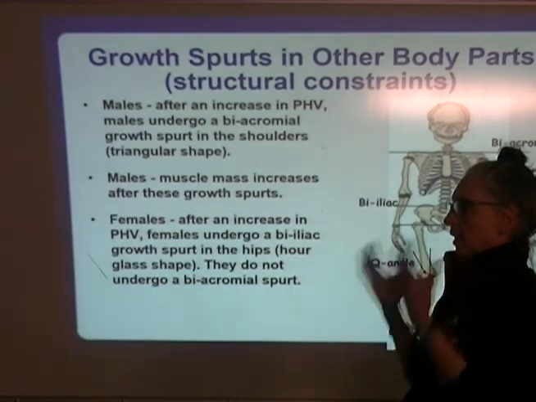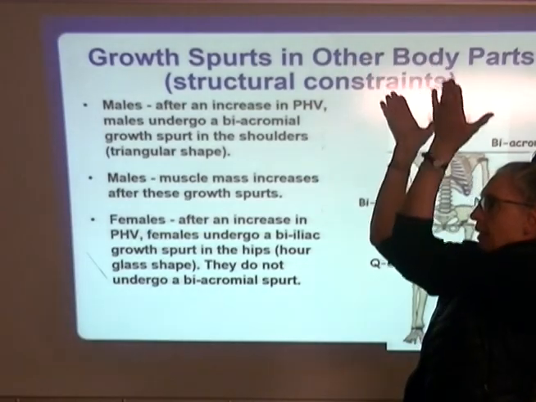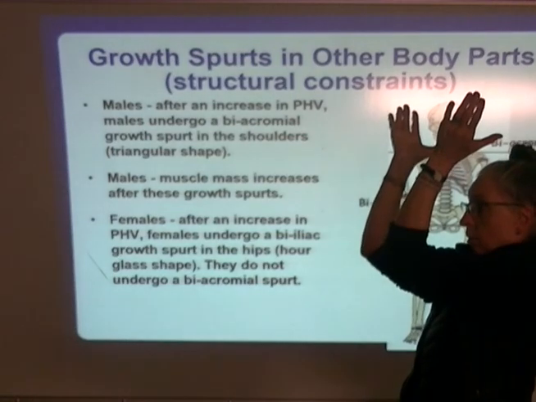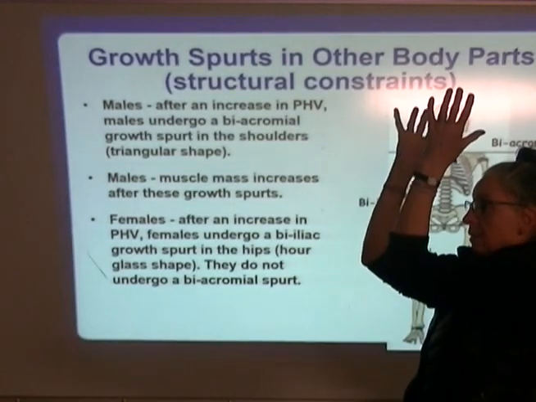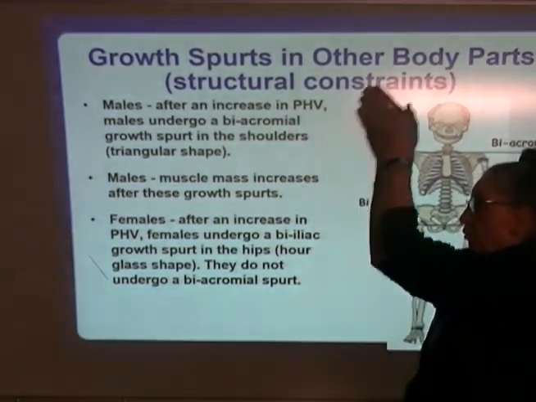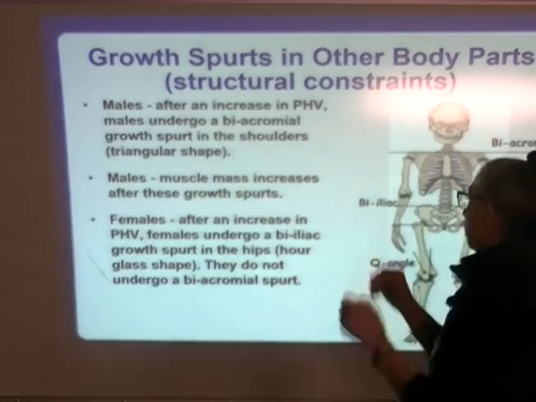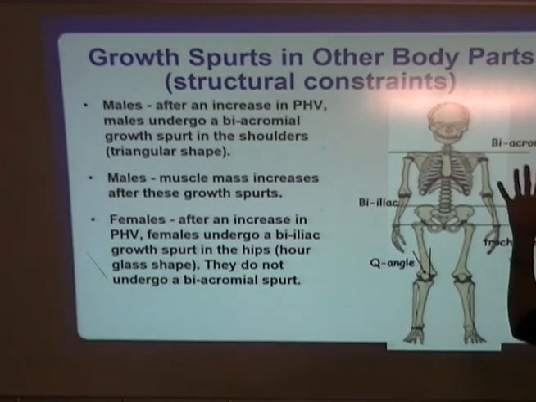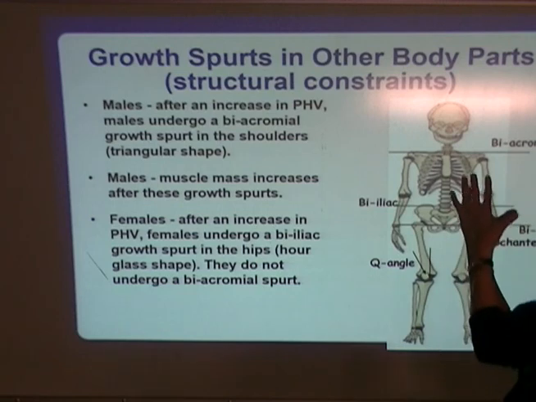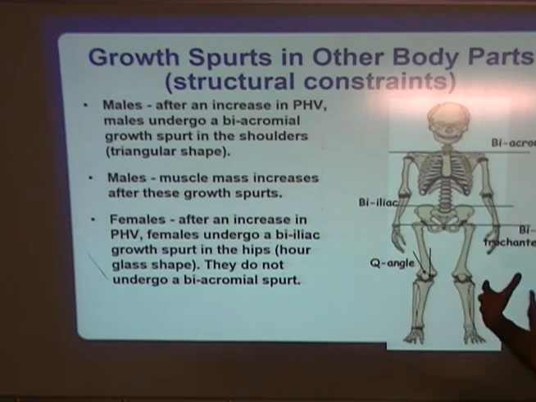So what we get is they shoot up this way, and then their shoulders get broader. So if you've got young males in your family, cousins or siblings, watch them. You'll see it happen. So then after they've done their biacromial growth spurt, so they're getting this triangular shape, then we start to see an increase in growth of muscle, and muscle mass then increases, and they start to put on muscle across their chest, their shoulders, their upper back.